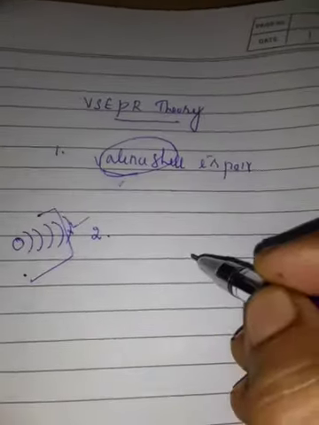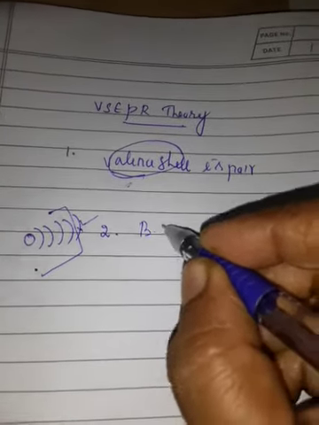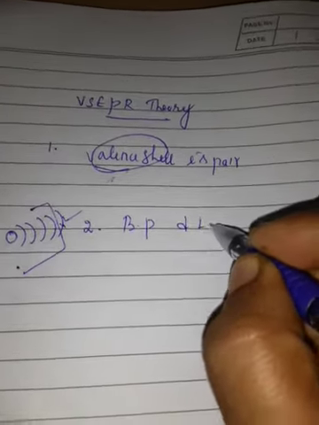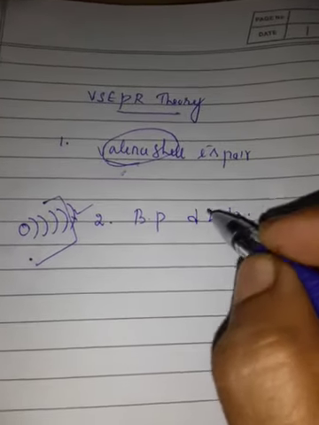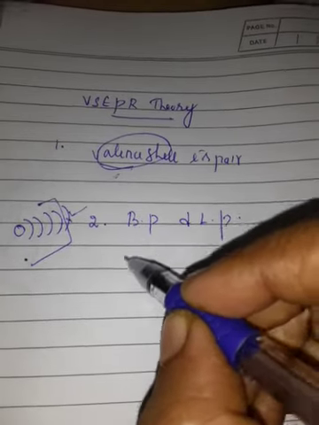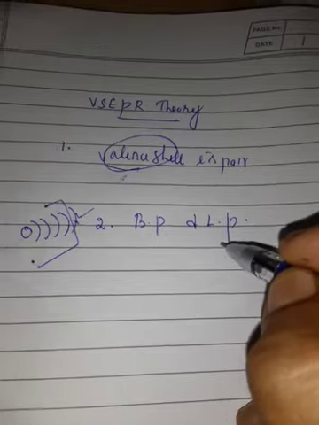Second principle, there are two types of electron pairs. One is bond pair, the other one is lone pair. What is a bond pair? What is a lone pair? Bond pair means shared between two atoms. Lone pair means electrons that are not involved in bonding.